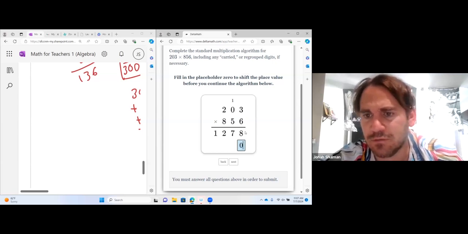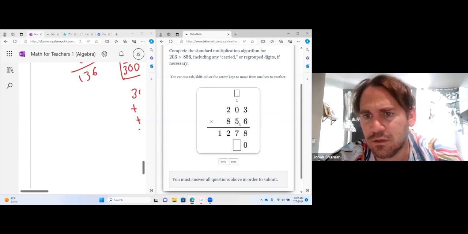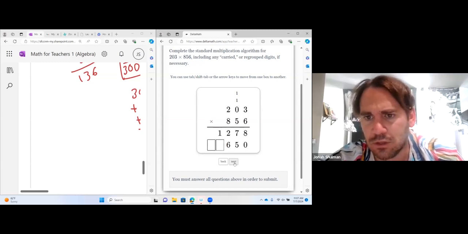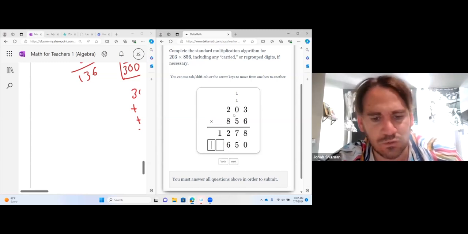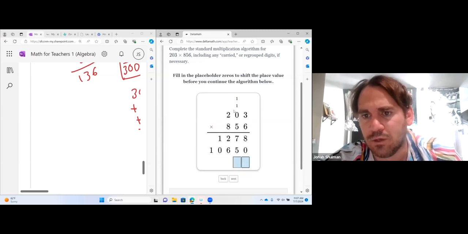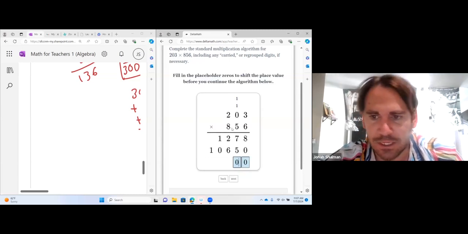So now we're timesing it by 50. 5 times 3 is 15. Carry the 1. 5 times 0, 0 plus 1 is 6. And then we have 5 times 2, which is 10. All right, now we're not timesing it by 8, we're timesing it by 800.